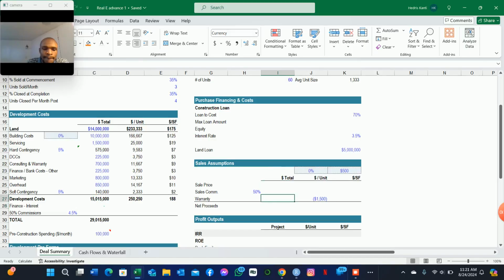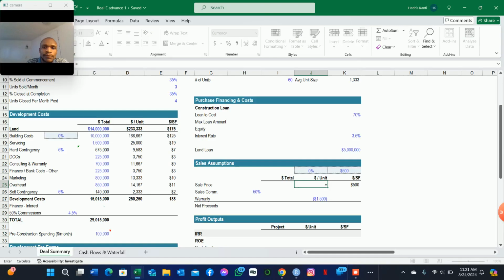So now we are ready to start filling out the sales assumption section. Here we are going to begin by saying that the dollar per square foot is going to be $500. This is how much will be sold per square foot.